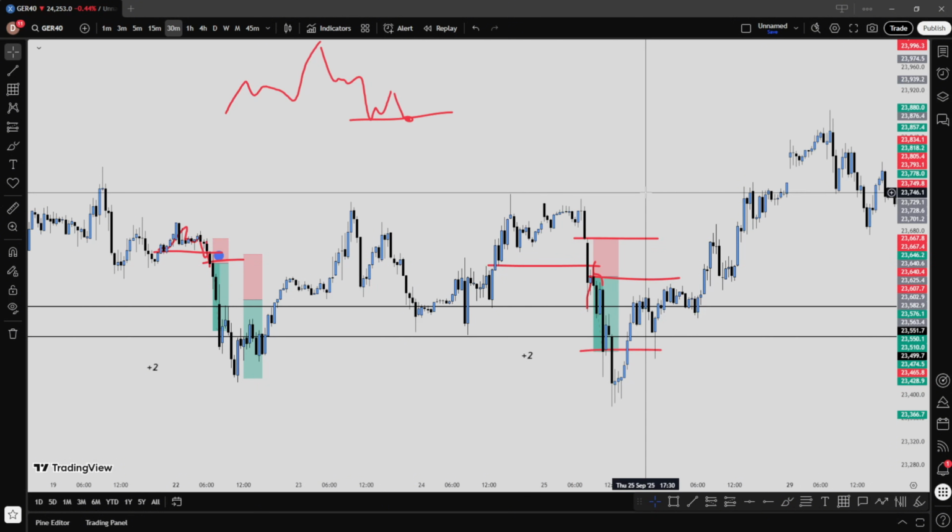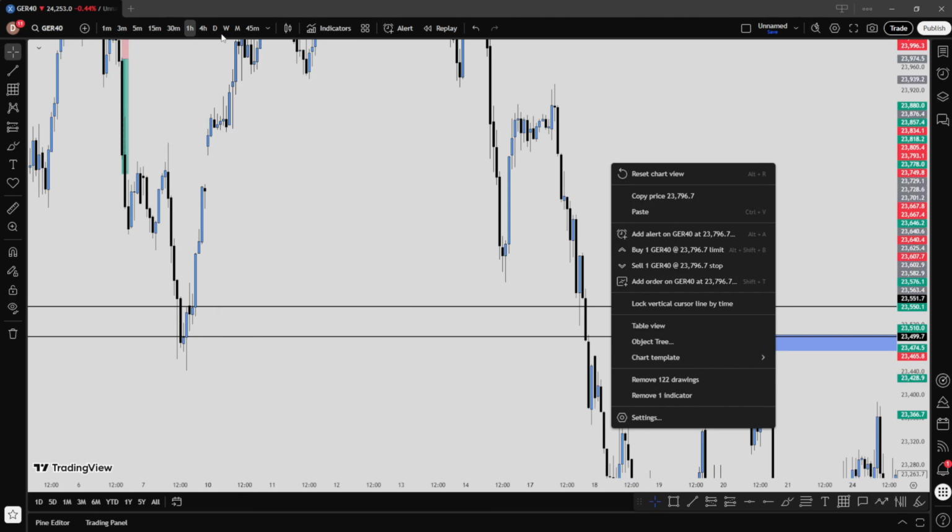boom, super simple. So this was September 2025, beautiful trading month.